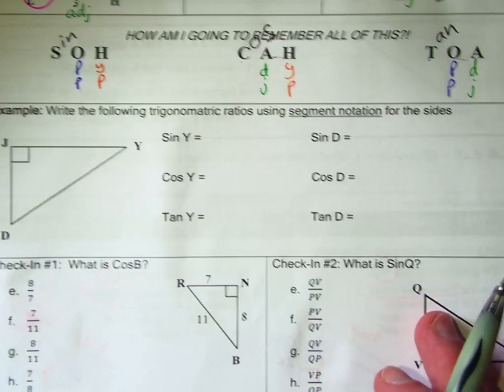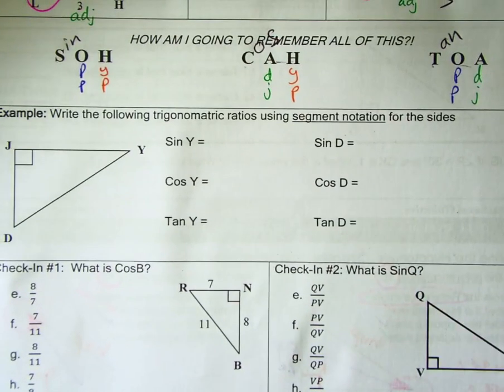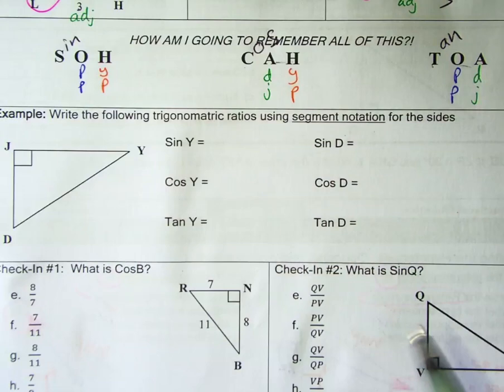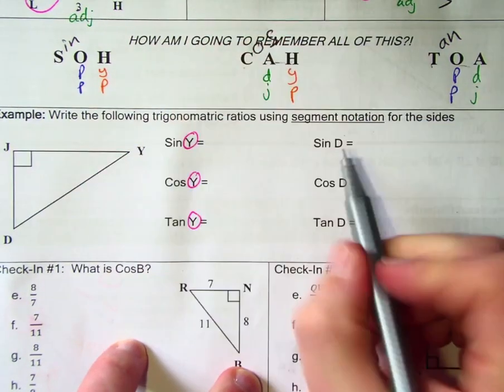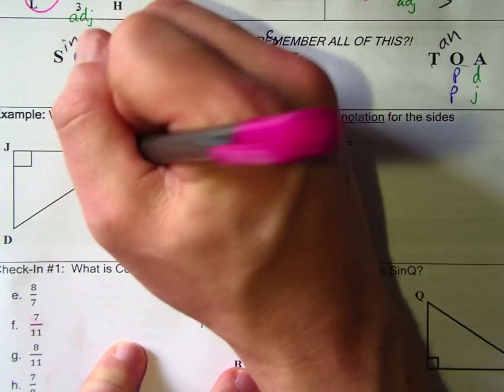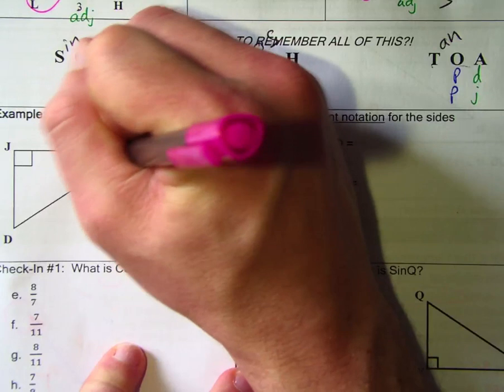So if I come down here now, write the following trigonometric ratios using segment notation. We're going to do exactly what we did before, but with only letters. There's no numbers on the sides. So you want to start like you did. Here's your reference angle for the first 3. It's going to change over here. But I'm going to circle my reference angle to start.